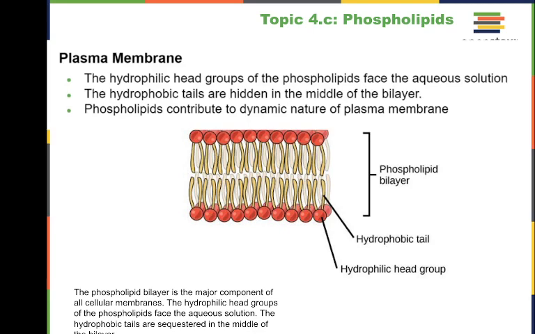The hydrophobic tails are hidden in the middle of the bilayer, where the fatty acids are able to repel the aqueous solutions due to the hydrophilic nature of the phosphate heads. Phospholipids contribute to the dynamic nature of a plasma membrane, allowing substances to enter and exit based on various concentrations from the inside and the outside of the cell.